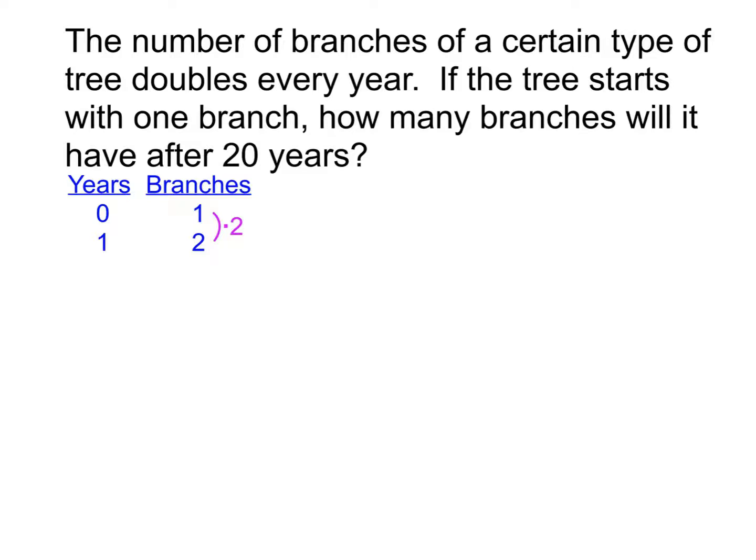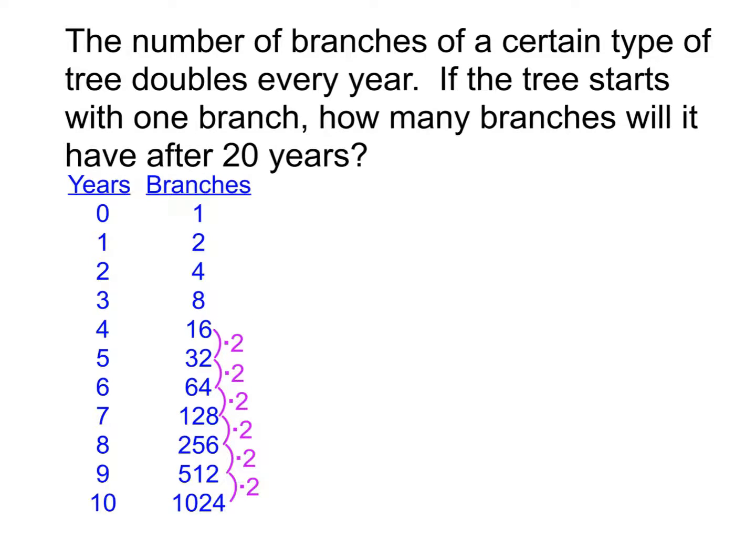And so I'm taking whatever the last one was and I'm going to multiply it by 2. So after 1 year, there's 2 branches. After 2 years then, there would be 4 branches because I'm just multiplying the last one by 2. After 3 years, there would be 8 branches. And we can just keep going through this pattern over and over again, multiplying the last value by 2 in order to find our value.